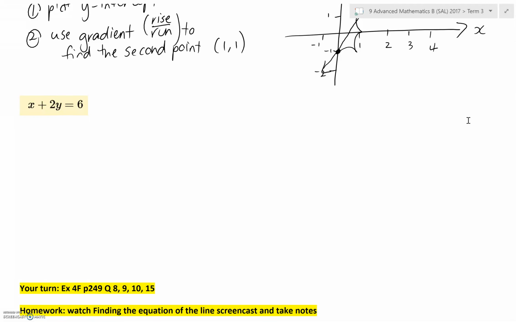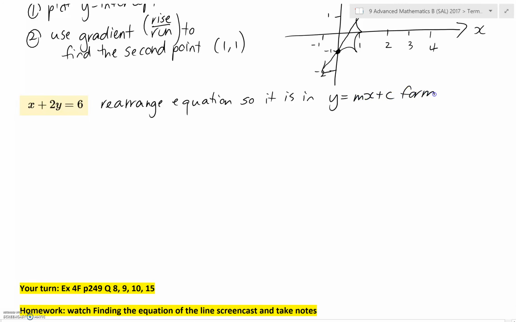So the first thing we're going to do is actually rearrange our equation, so it is in y equals mx plus c form. That's important if you want to do the gradient intercept form. Makes it much easier. So I'm going to take x away from both sides, and of course I need to divide by 2.